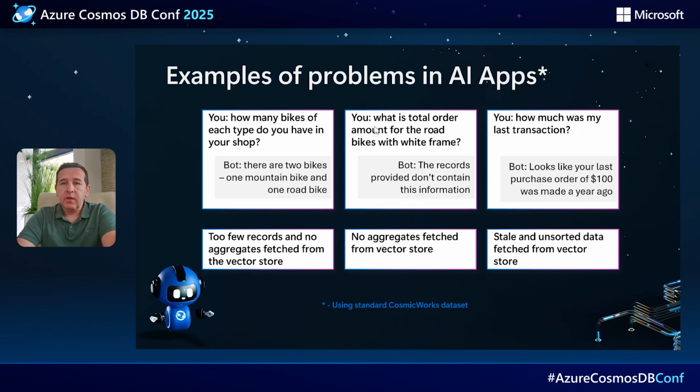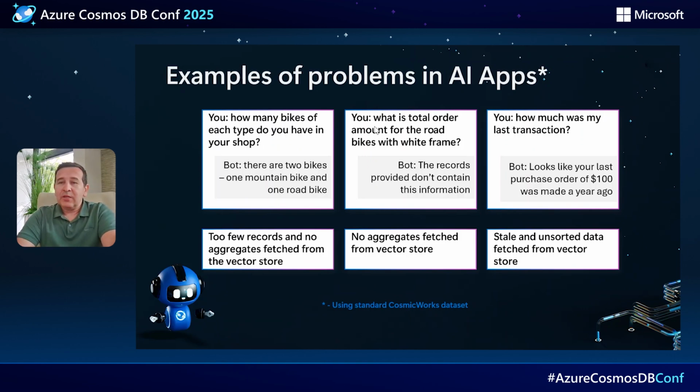Now, another question could be, what is the total order amount for the road bikes with white frame? This does require a little bit of aggregation, but again, because aggregates are not included in the vector store, and we're not executing any sort of queries against the database itself, therefore, we will not have this information. Bot response, the records provided don't contain this information. And the user might believe that, but obviously that's wrong.